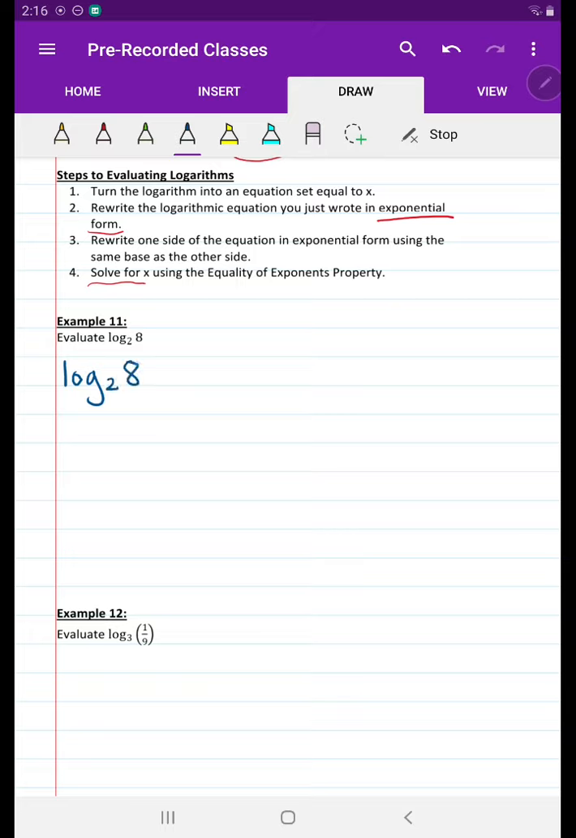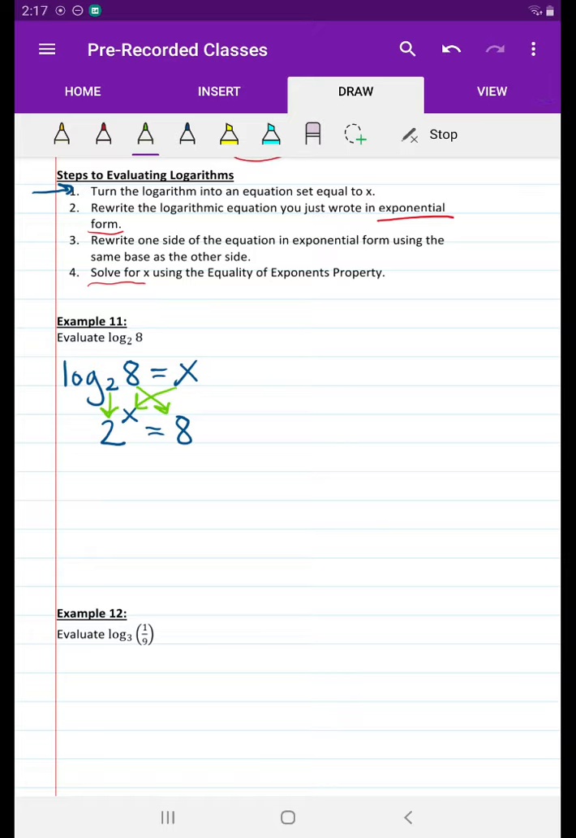So my first step to evaluating these logarithms right up here is to set it equal to x. And then I'm going to rewrite this in exponential form. So my base is 2, the exponent on that is x, and the whole thing equals 8. Right? So just a quick reminder, what I did is I dropped my base down, that didn't change, and then I flip-flopped the exponent and then the answer. So now I have 2 to the x equals 8.